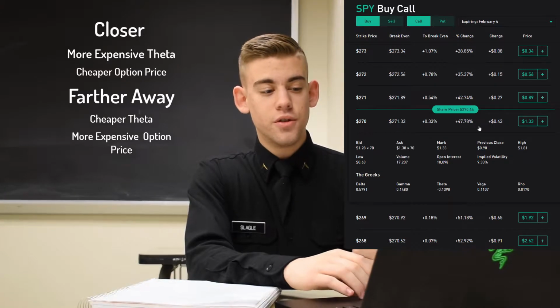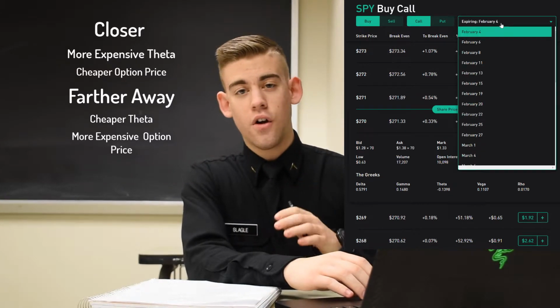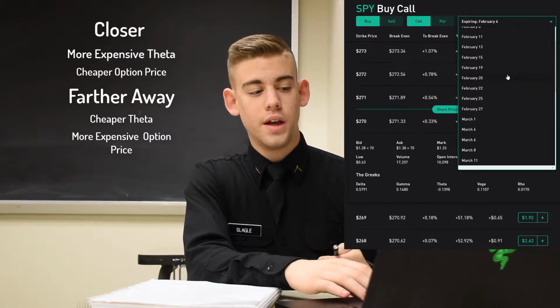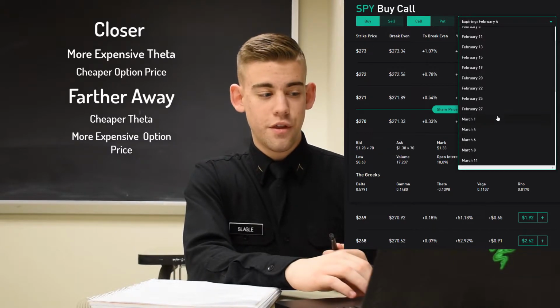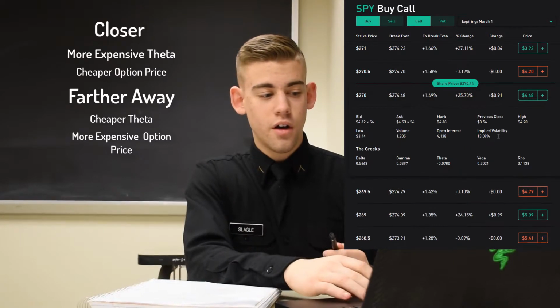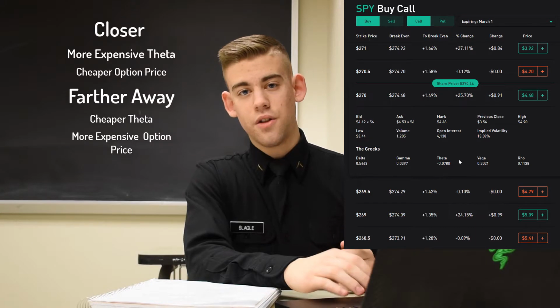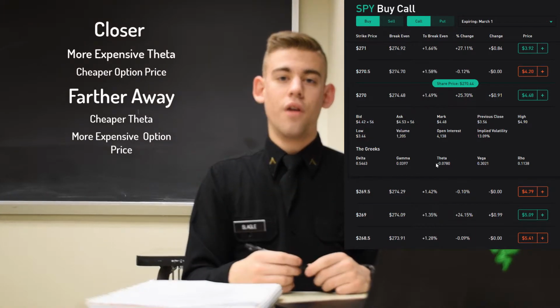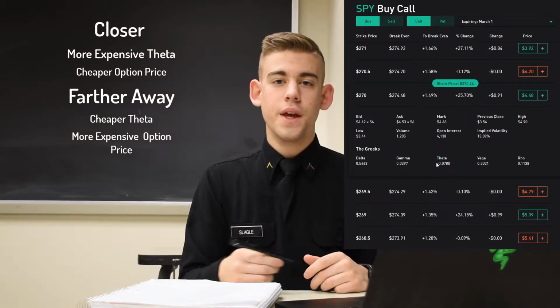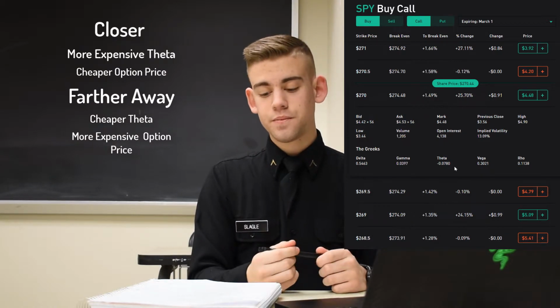Like I said, the farther and longer out you go, the cheaper the theta will be. Let's say you go to March 1st, which is a month from now, and you go to the same call. Theta is only $7. So theta is about half of what it would be if the expiration date was closer.